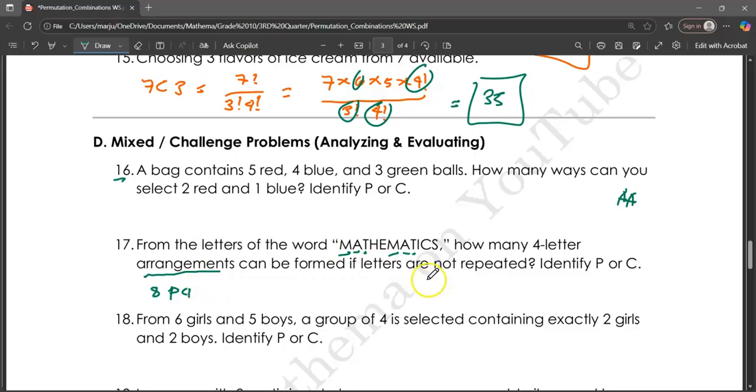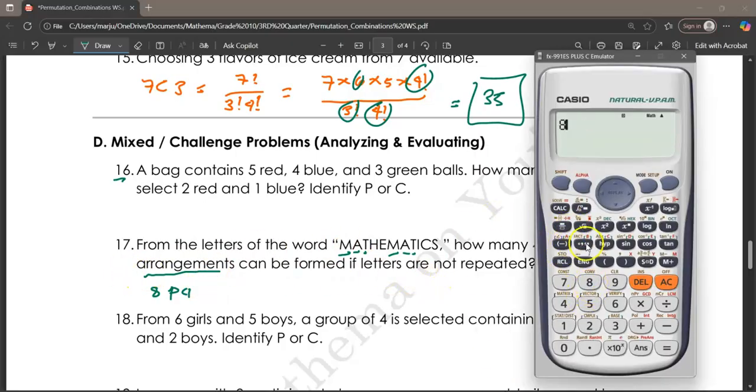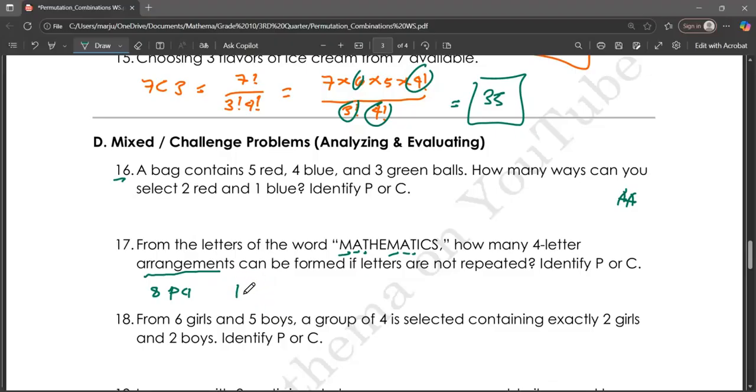So we have 8 permutation 4. So this gives us 8 permutation 4. That is 1680.